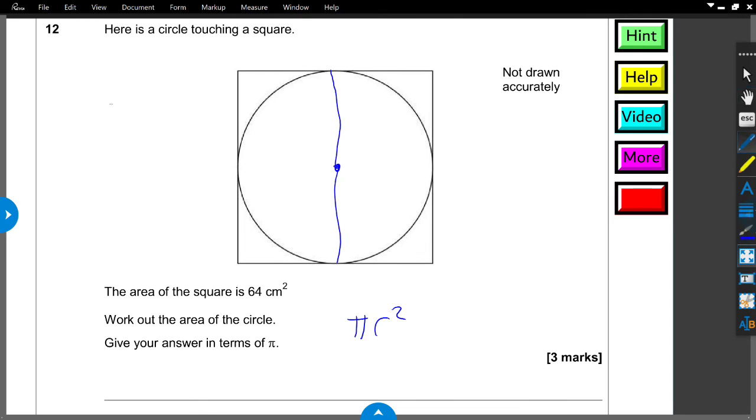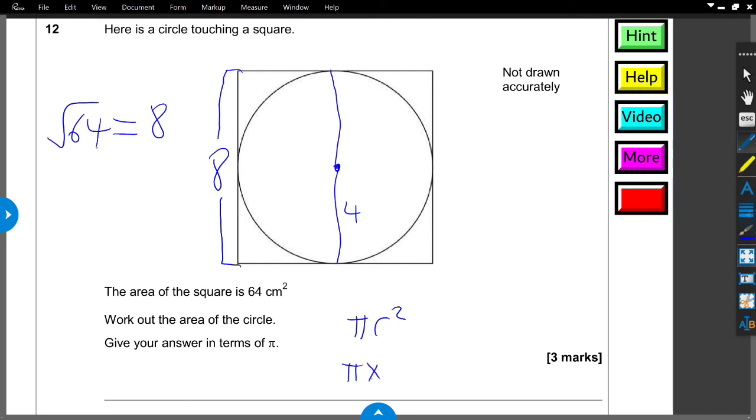So I can do the square root of 64, which is fortunately in our times tables. 8 times 8 is 64, so square root of 64 must be 8. Now I know that this length here is 8. The diameter must be equal to 8. Therefore the radius, that being half of the diameter, must be 4. Which we can put straight into this equation here.